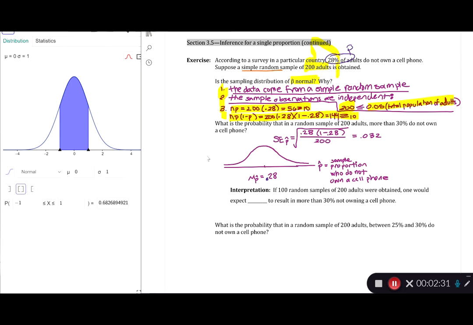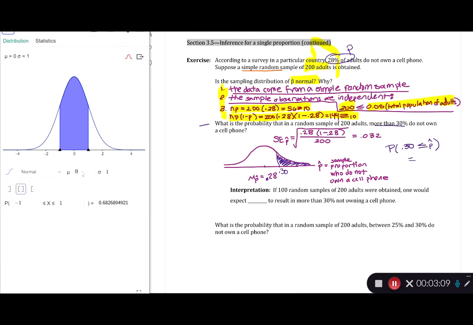Now, the first question that we're going to address is this one. What's the probability that in a random sample of 200 adults, more than 30% do not own a cell phone? First, let's look at that on our graph. So we can put our 30% right here. And we want this area, this probability, more than 30% do not own a cell phone. You can use some notation for that if you like. I'm going to match the way we see it in GeoGebra. So we're looking at the sample proportion, p hat, being greater than 30%. And to find that, we'll go to GeoGebra.